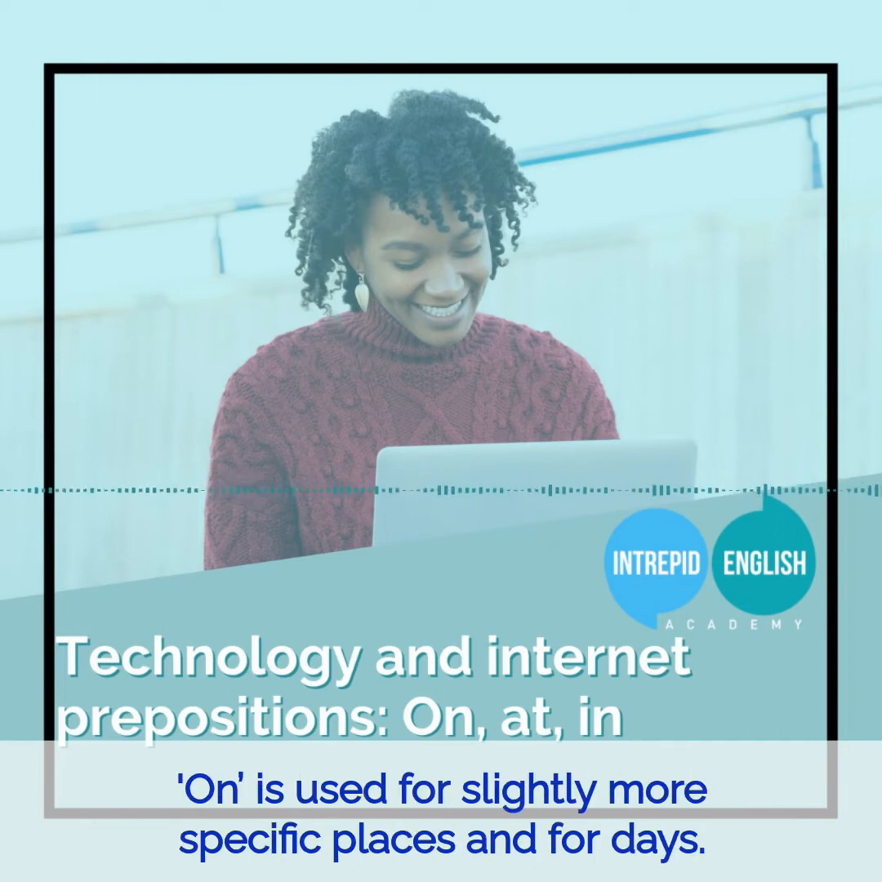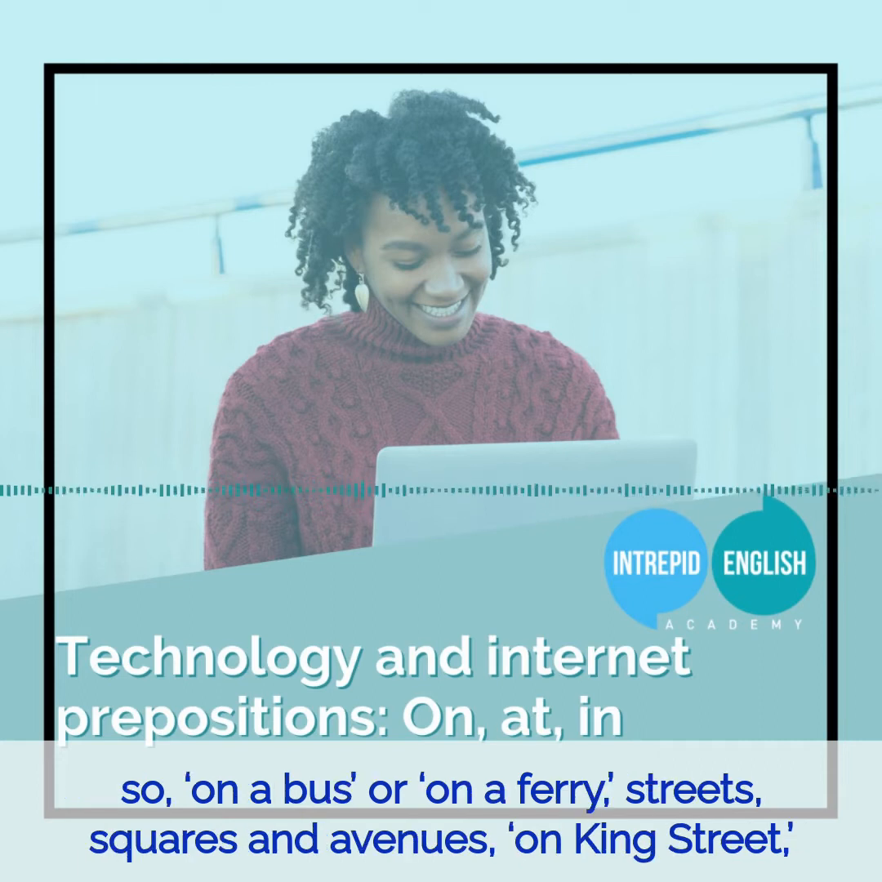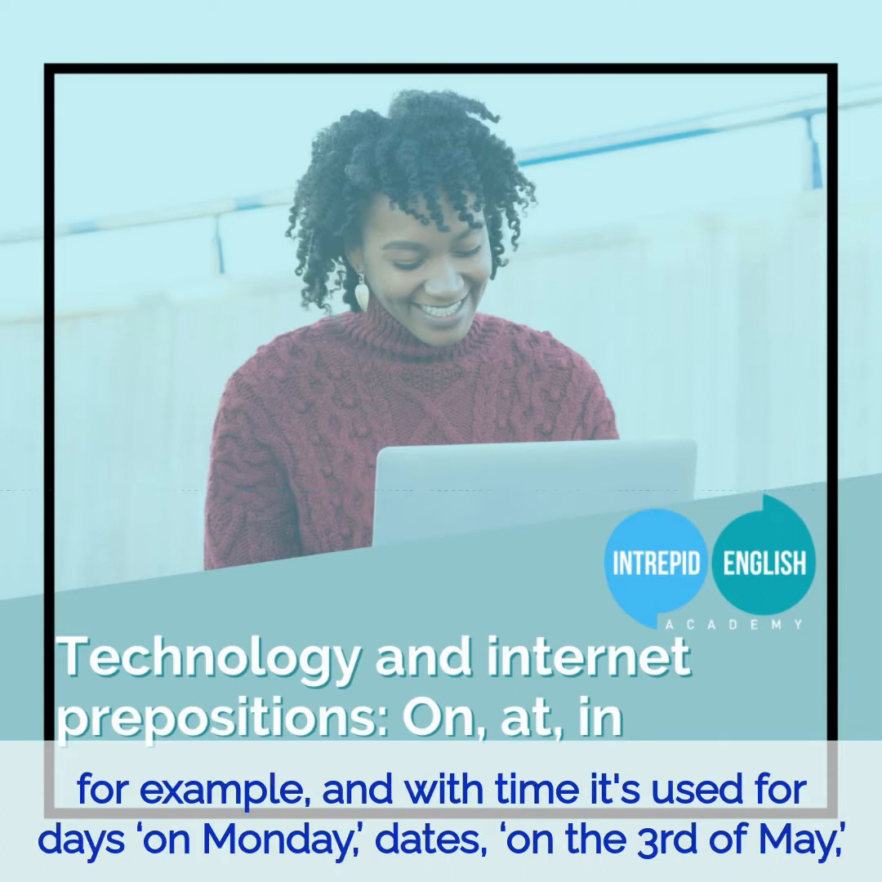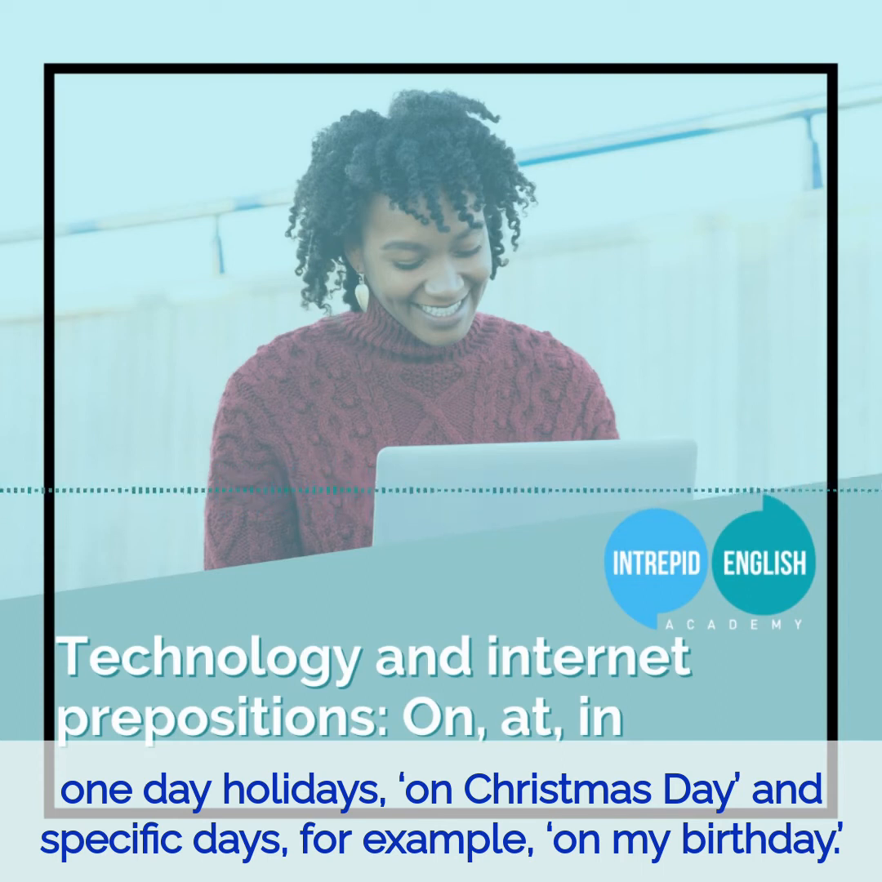On is used for slightly more specific places and for days. So, for example, on we use for surfaces, on the table, means of public transport, so on a bus or on a ferry, streets, squares, and avenues, on King Street, for example. And with time, it's used for days, on Monday, dates, on the 3rd of May, one-day holidays, on Christmas Day, and specific days. For example, on my birthday.